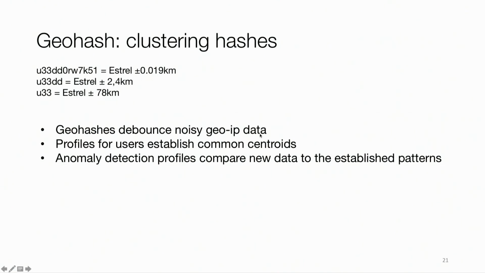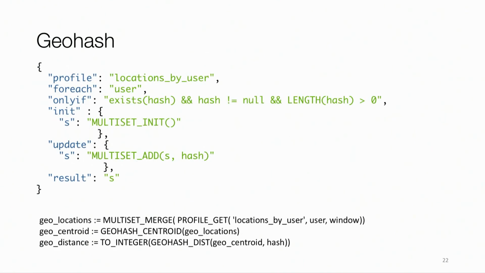To show you how that comes together, again, very simple. This is another one of the algorithms that we've recently added, which is this multi-set data structure, which allows us to store an individual user's multiple locations over time and create essentially the kind of slightly wandering central space around which that user is usually located.